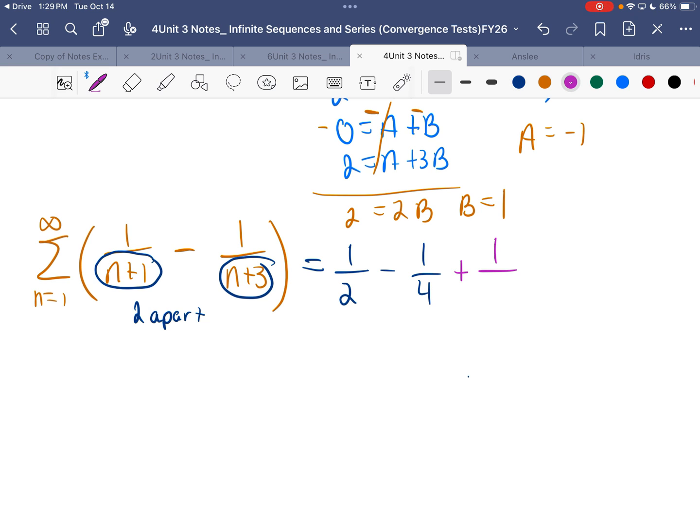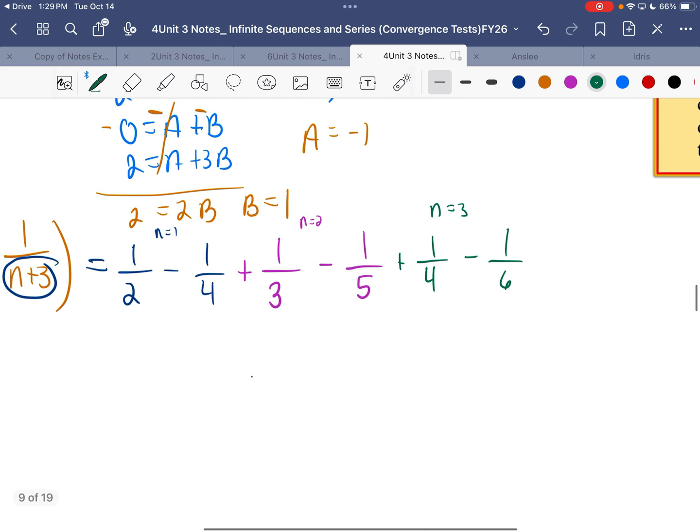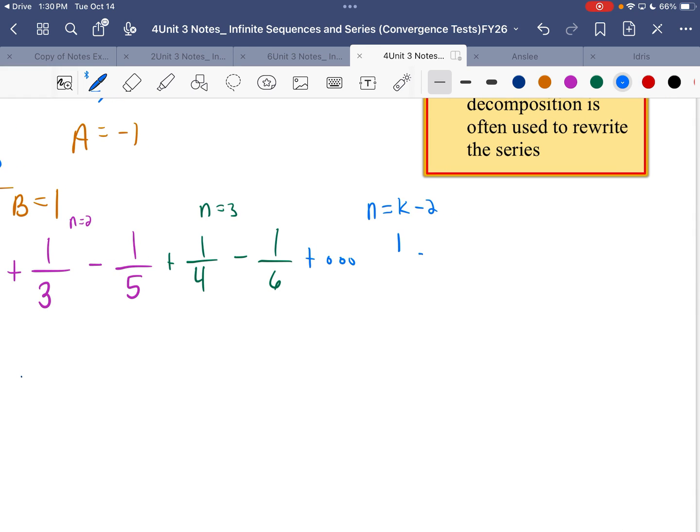Okay, plugging in n equals 2. I'm going to have 3 minus 1 over 5. Okay. Plugging in n equals 2. This was 1. This is 3. 1 over 4 minus 1 over 6. Isabel? Okay. I think maybe I'm going to plug in, just to be sure I don't screw it up. Minus 2.